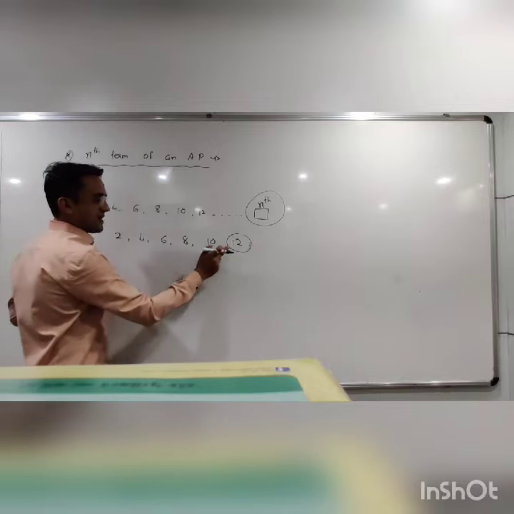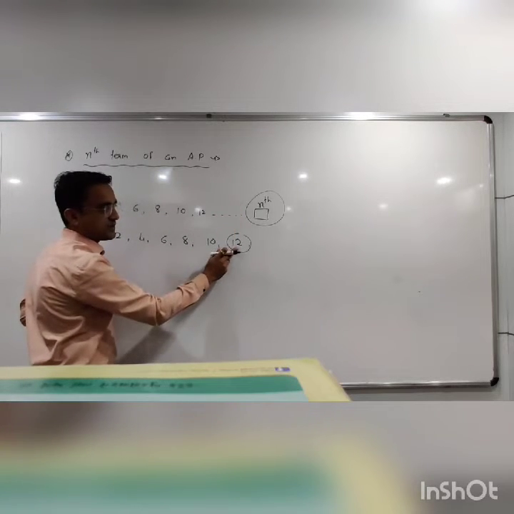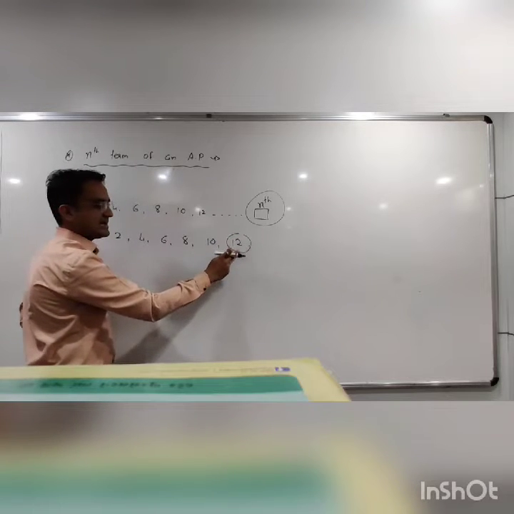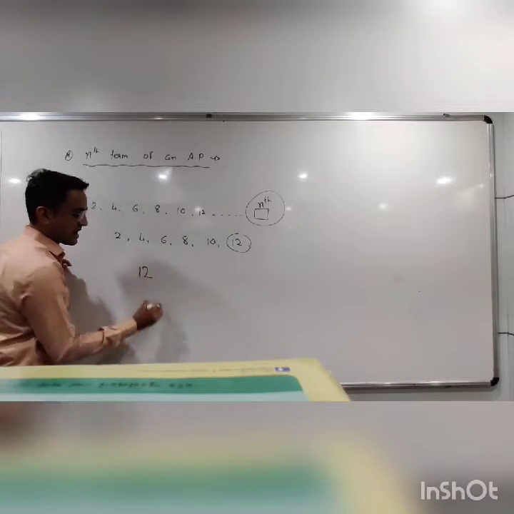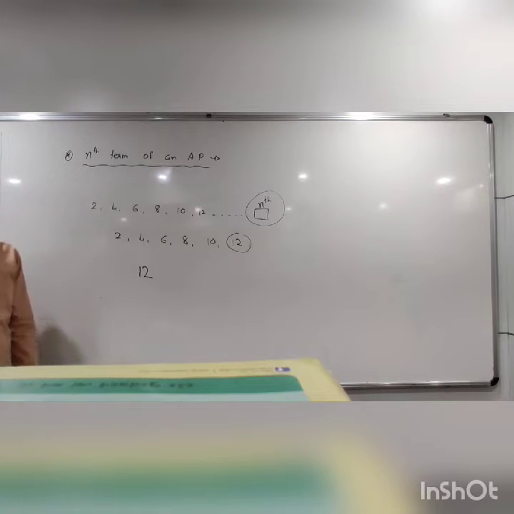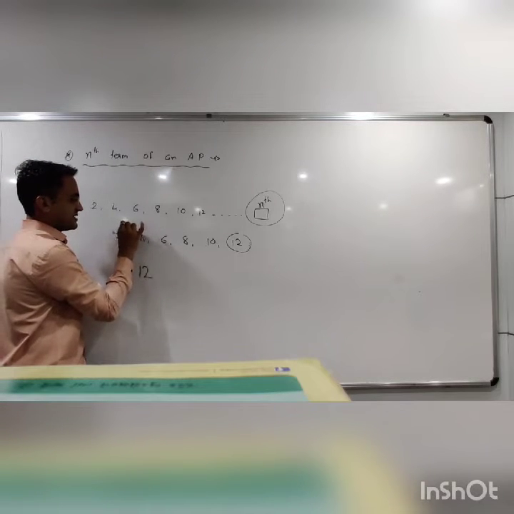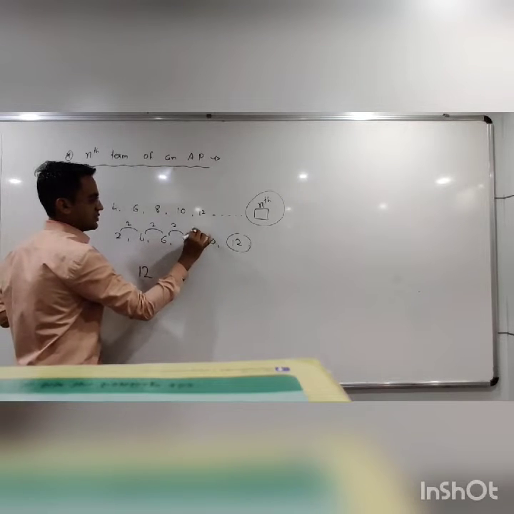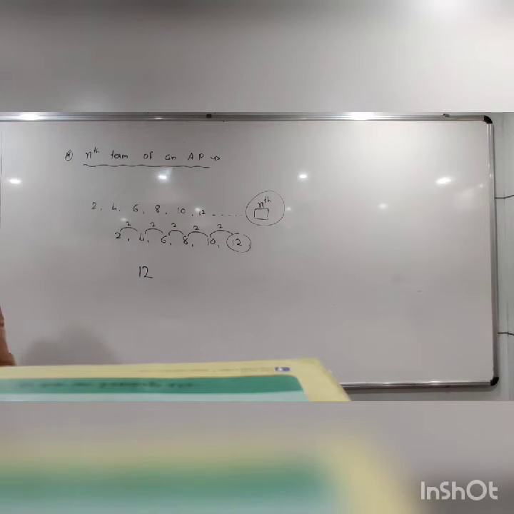Here the nth term is 1, 2, 3, 4, 5, 6. Sixth term or last term. Nth term means last term. So nth term or last term or sixth term is 12. Here the last term is 12. So how does this 12 come? What happens? Here the difference is 2. In each and every step of the AP, the difference is 2.